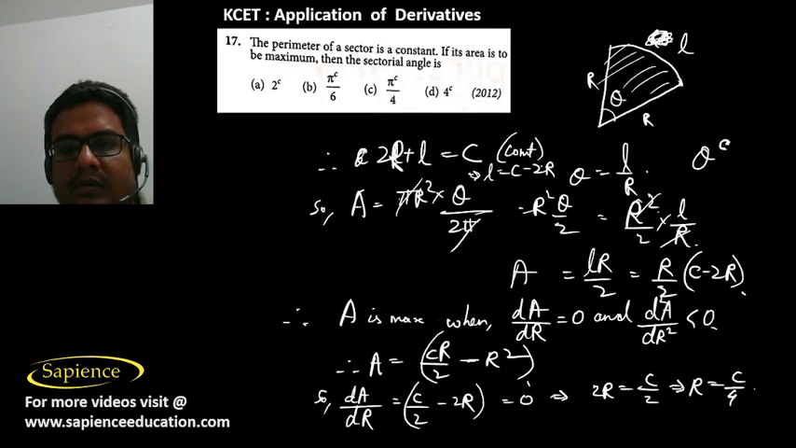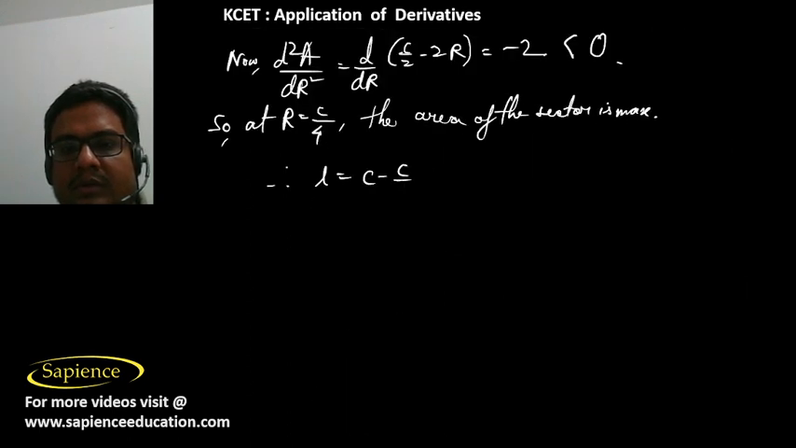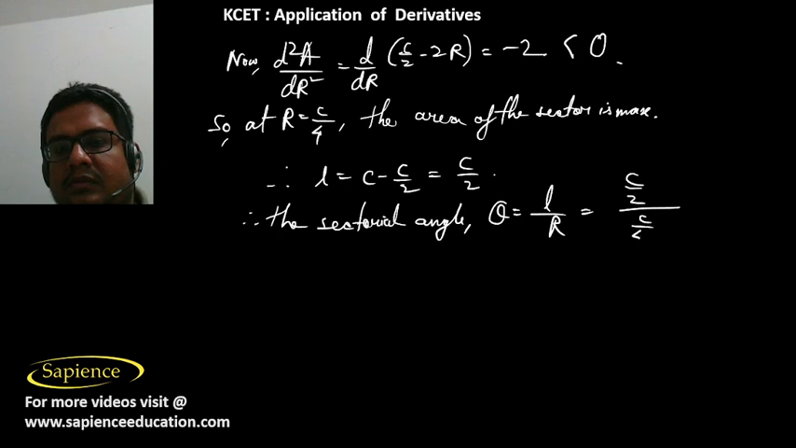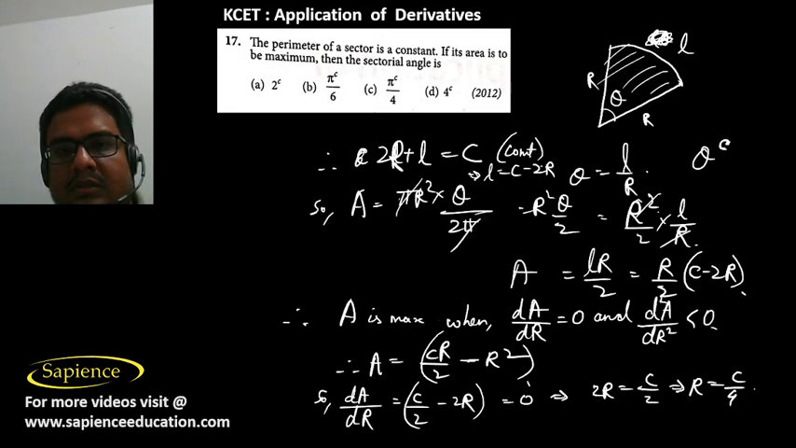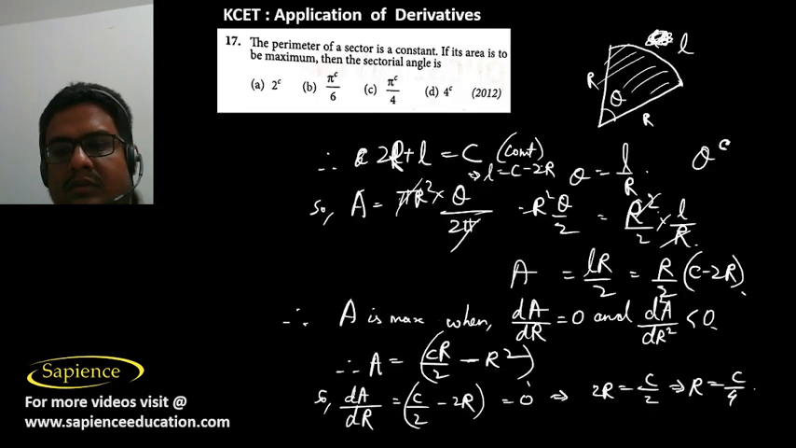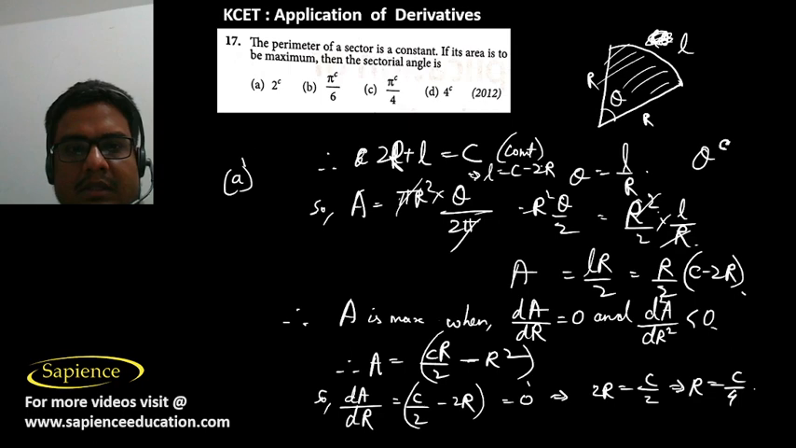L will be how much? L will be equal to C minus 2r, C minus C by 2, that is C by 2. Therefore, the sectorial angle theta is equal to L by r, that is C by 2 divided by C by 4, which is equal to 2 radians. Option A is the correct answer.